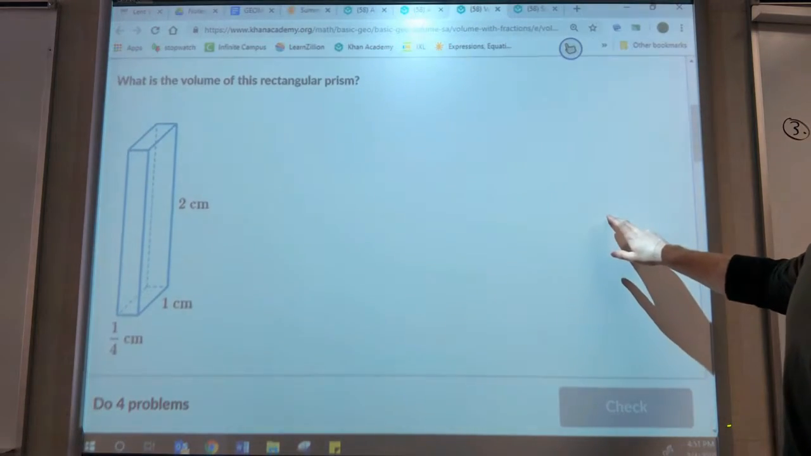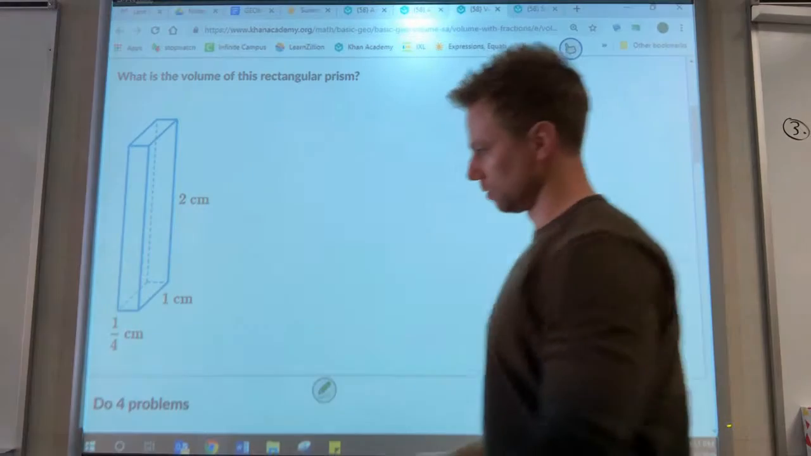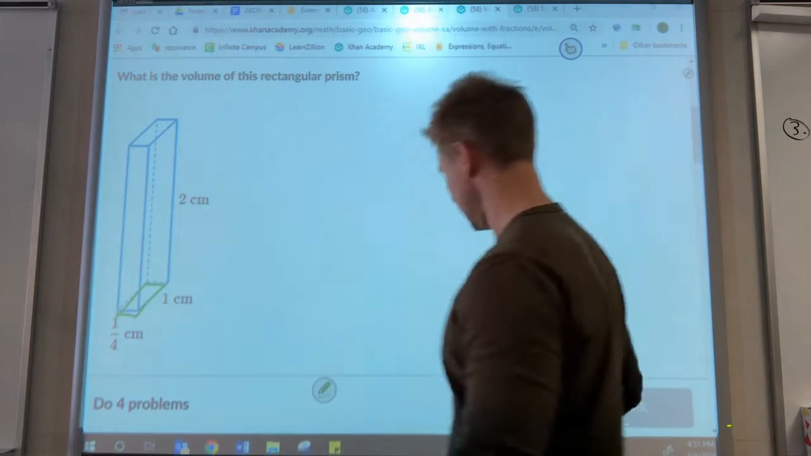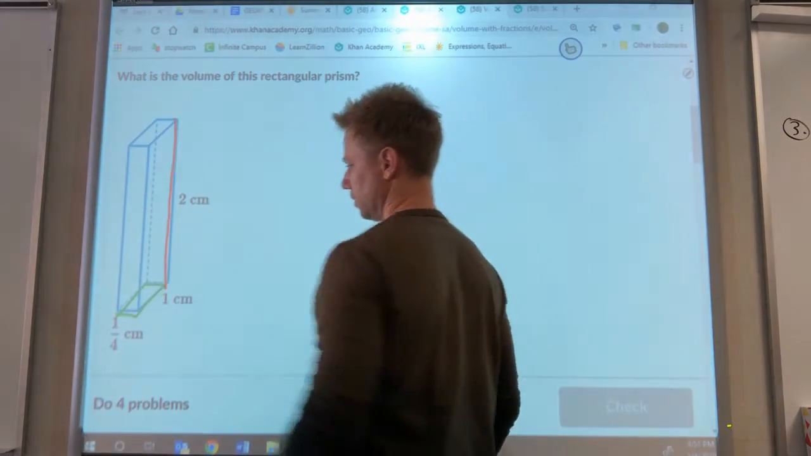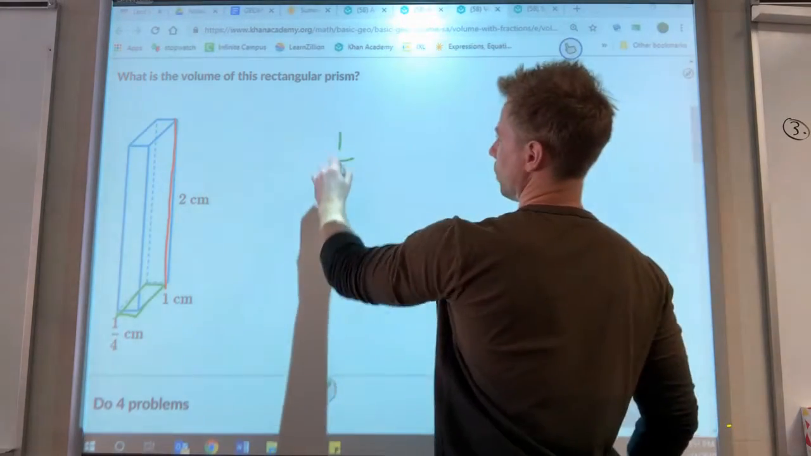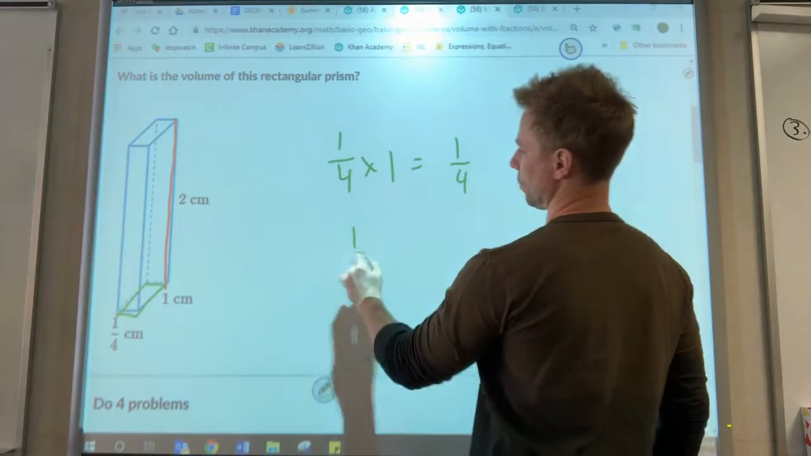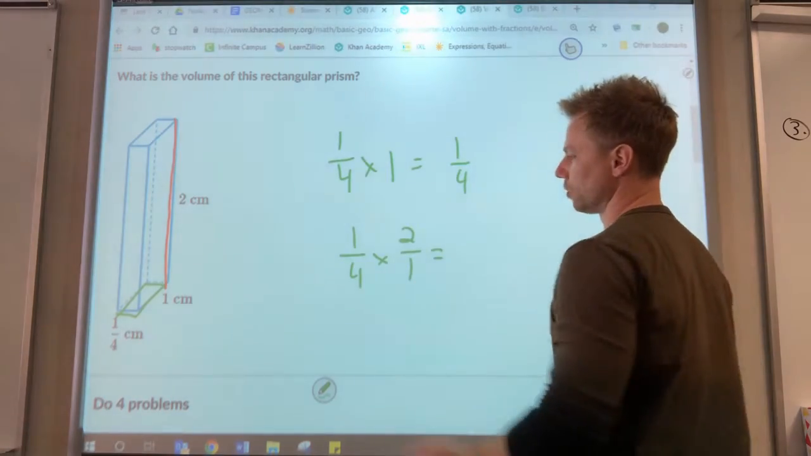Then we have some prisms, a rectangular prism. Remember, we're going to do the area of the base, which is a rectangle down here, times the height of the prism, which is 2. So to find the area of a rectangle, we just do length times width. So we're going to do 1/4 times 1, which is just 1/4. And then we're going to take that times the height of 2. We'll make that 2 over 1.